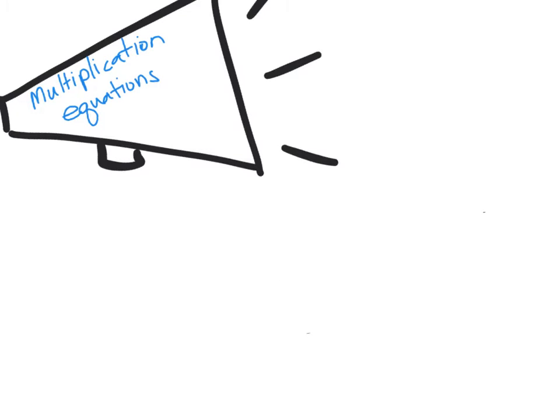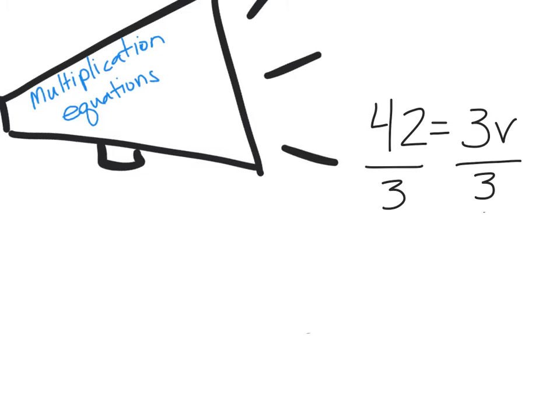Our next example is 42 equals 3v. We want to isolate our variable, 3 times v, by using division. So dividing 3 by 3 and 42 by 3: 3 times v divided by 3 will cancel itself out as 1v, which equals v. And 42 divided by 3.